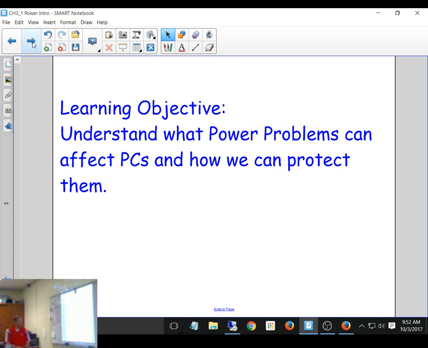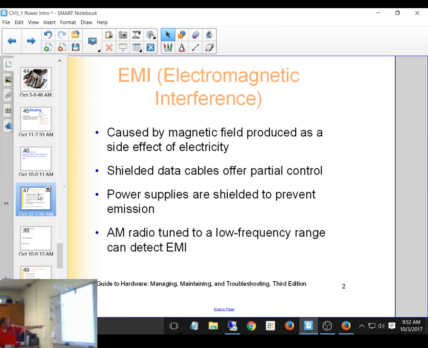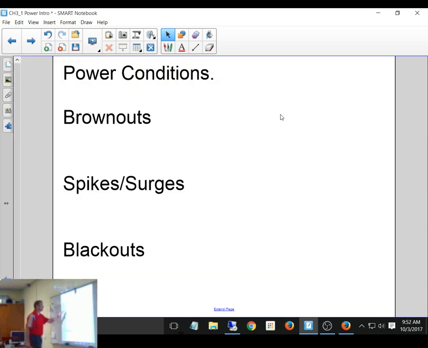Okay, so our next objective is to learn what power problems can affect PCs and how to protect against them. I don't know why I didn't have that before the last slide. In fact, let me redo that. It should have been like that because we just learned about one of them. The other power conditions are these power conditions right here, and this is definitely on the test. These are the three most prevalent power conditions, especially the last two that happen to us all the time. Okay?